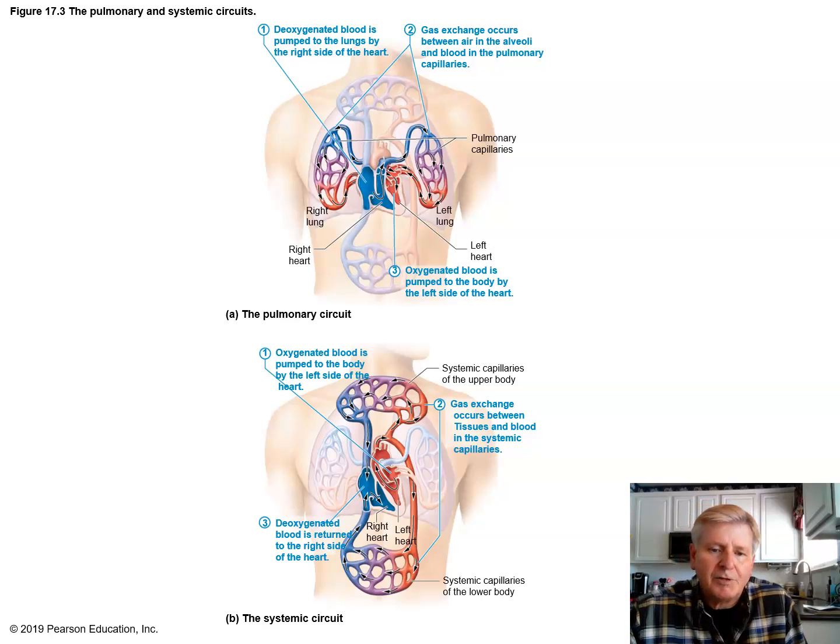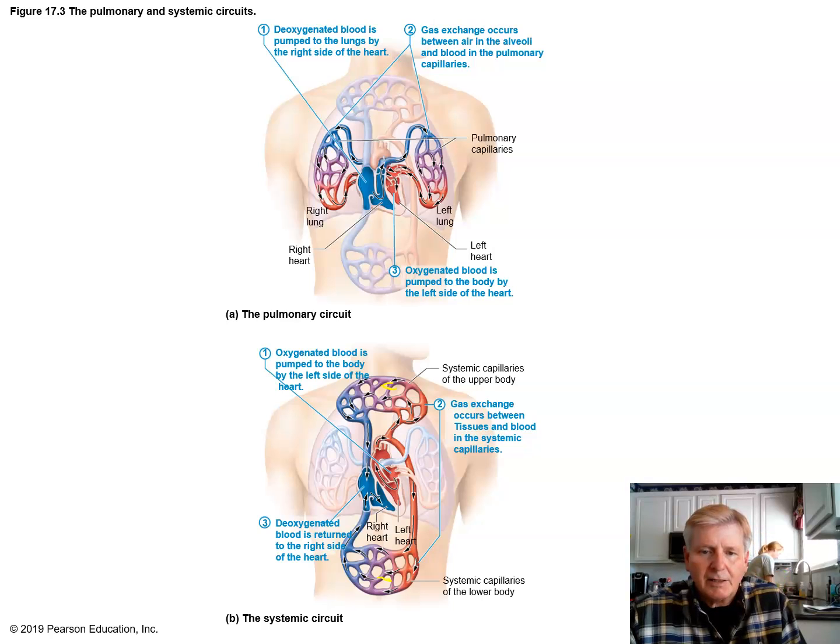Okay. And then the picture on the bottom is your systemic circuit. The systemic circuit basically includes the oxygenated blood now being pumped to the body by the left side of the heart. The left ventricle is the primary chamber. And now you've got gas exchange occurring in your systemic circulation, between the blood and the systemic capillaries that you see in figure B. This area I'll basically highlight in yellow.